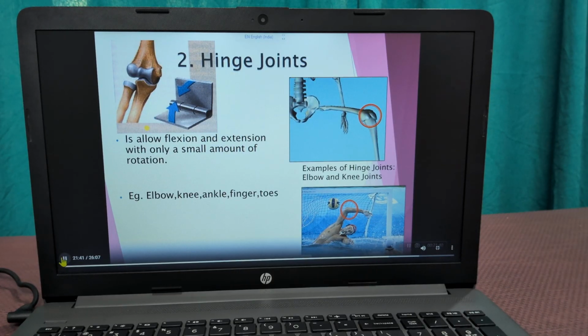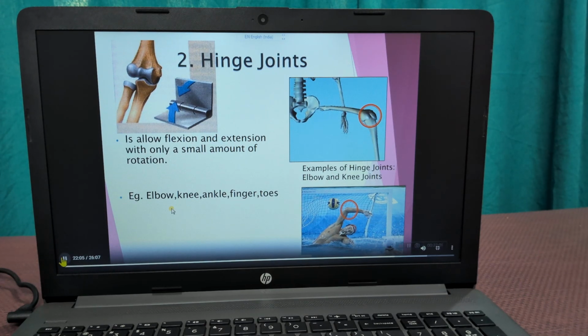Hinge joints allow flexion and extension with only a small amount of rotation. As you can see, this is the flexion. Stretching our head. So this allows flexion and extension. That's why we extend our body. As you can see, this is the extension. A swimmer can extend his body due to the presence of hinge joints.